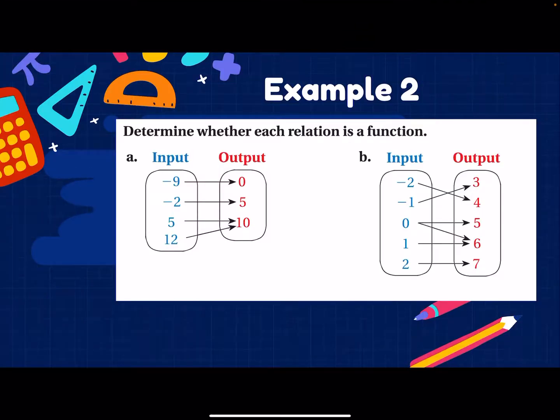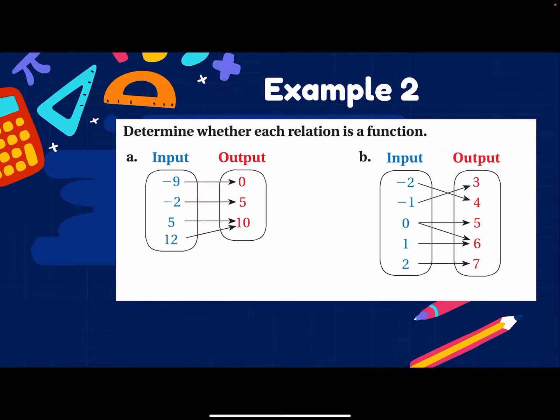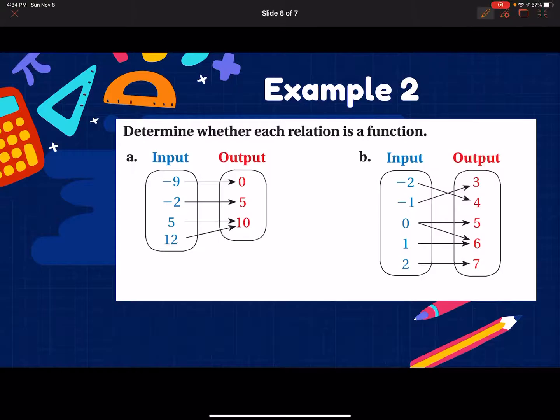Okay, example 2, determine whether each relation is a function. So look at the previous vocab. If it's a function, each x has exactly one y. So we're looking to see if the x is repeated, basically. In example A, look at our list of our input and our output. So we have, remember, input is our x, output is our y. We have an arrow going from -9 to 0. We have an arrow going from -2 to 5, one going from 5 to 10, and one going from 12 to 10.